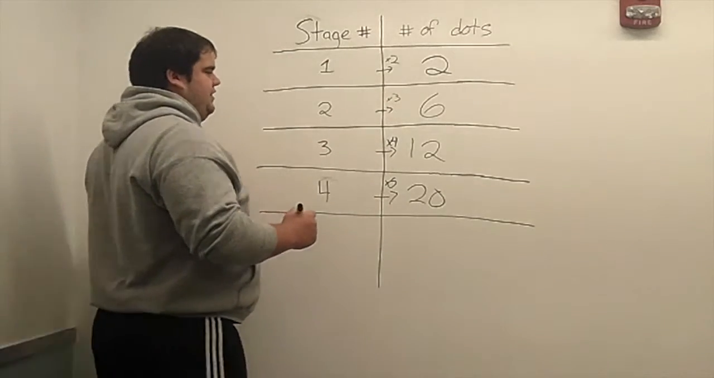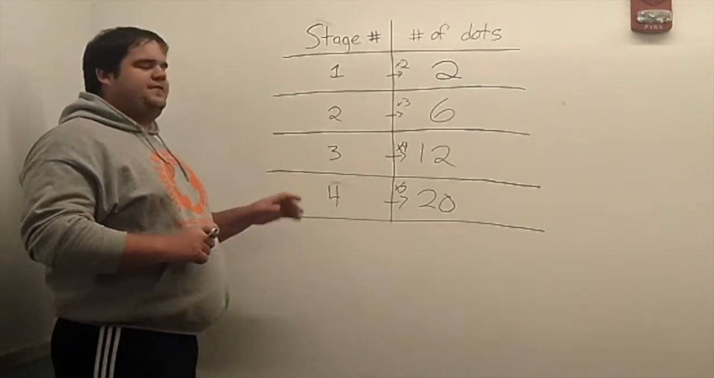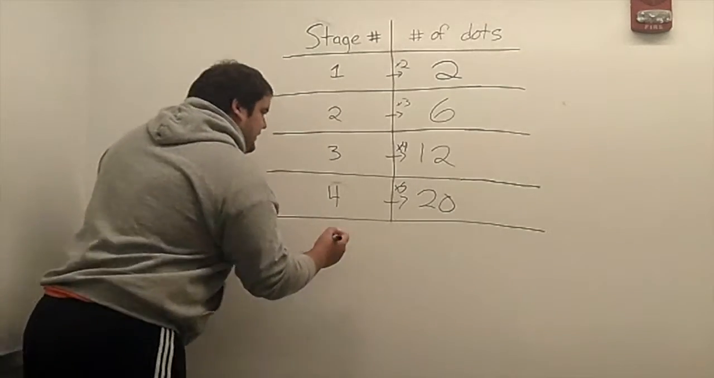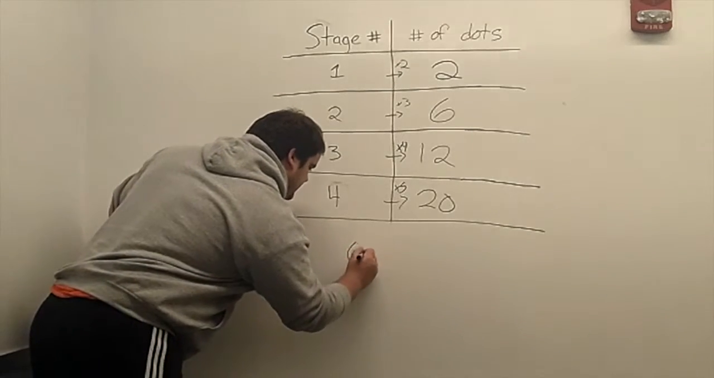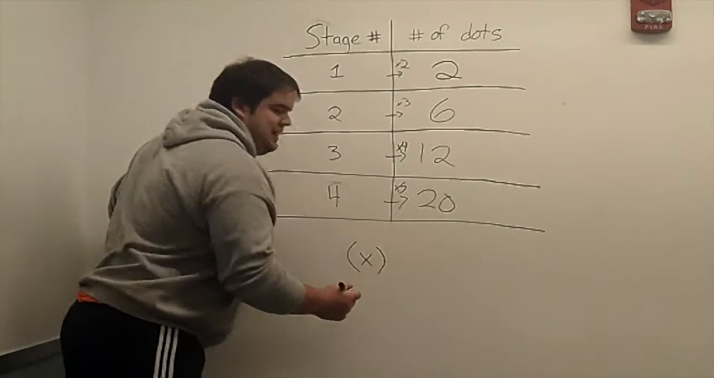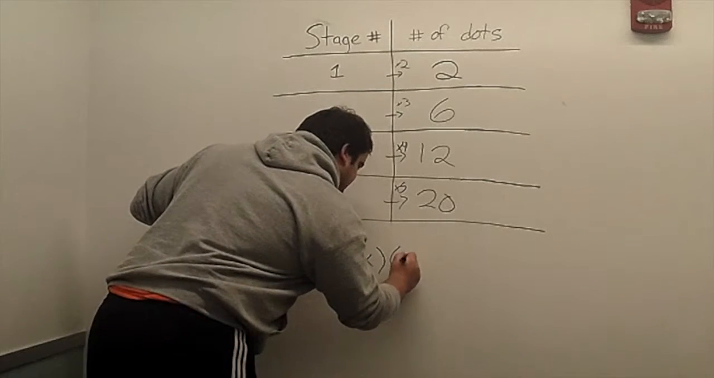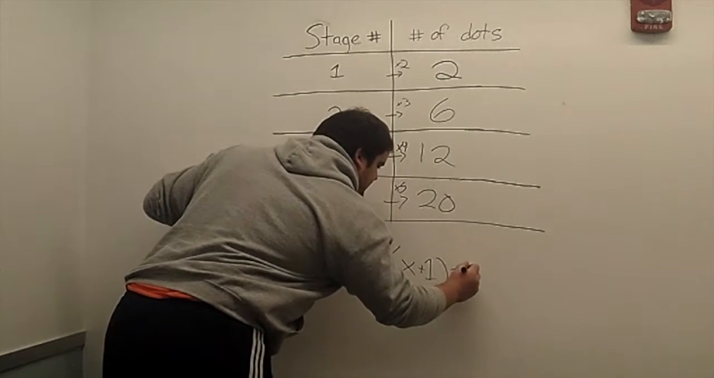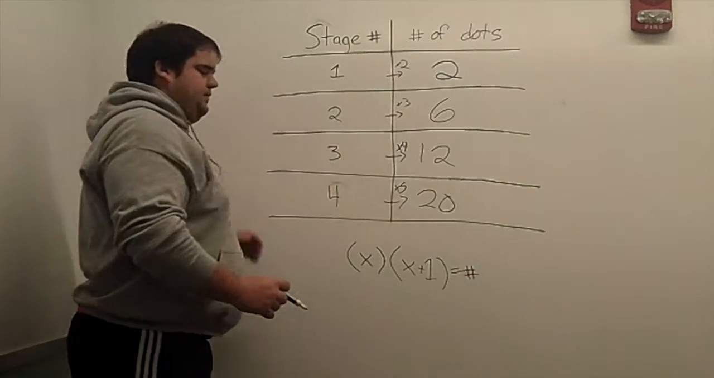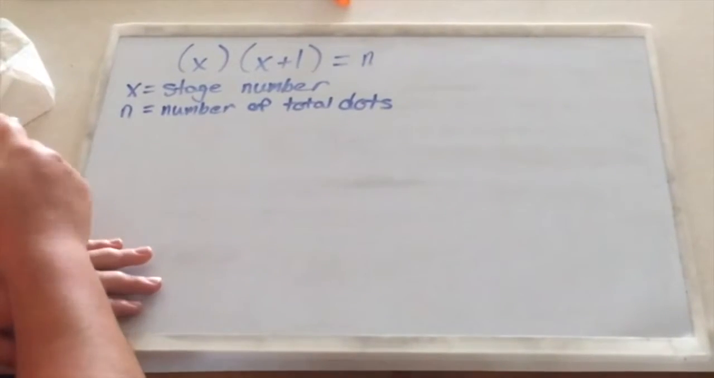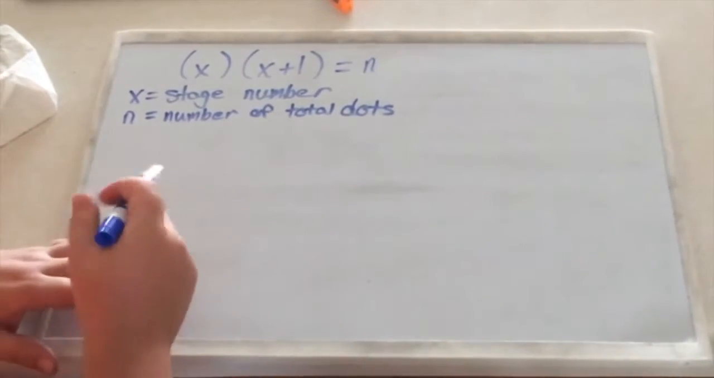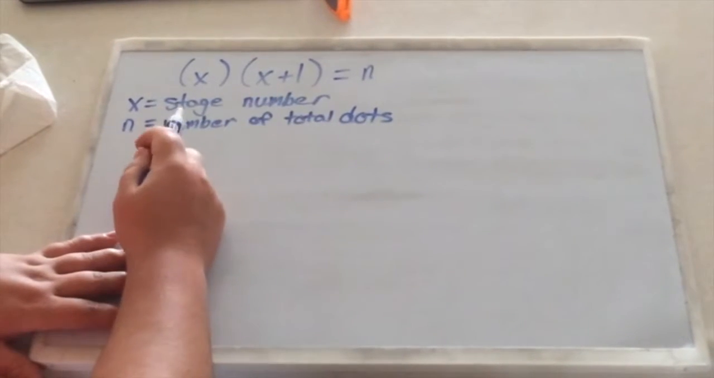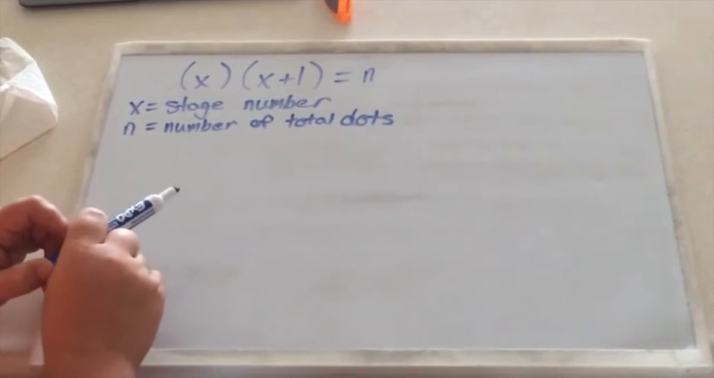So we can write that this way. Since we were able to figure out the pattern, we can write it out as an expression. So we said that the pattern is x, which is the stage number, times x plus 1, which is the stage number plus 1, will give you the number of dots. So we determined the equation to find the total number of dots to be x times the quantity of x plus 1 equals n, where x is the stage number and n is the total number of dots.